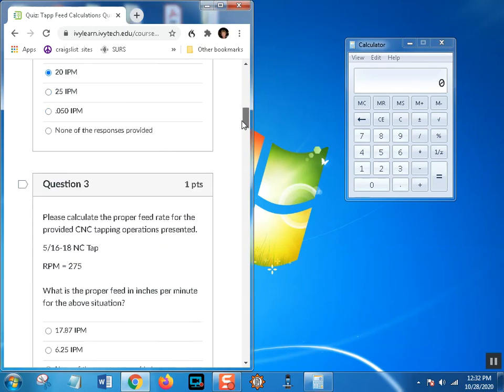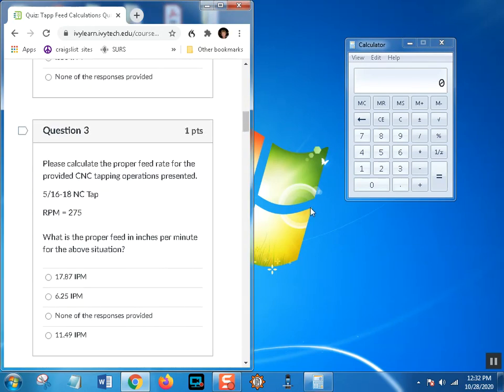This will be our final example here. I got a 5/16 18, so I'm going to click over here now that we know what's going on. 1 divided by 18 equals that. Again, that's the pitch expressed as a decimal. That's how far a nut would move in one complete revolution on this bolt, and that is how far the tap needs to be moved into the work in one complete revolution.